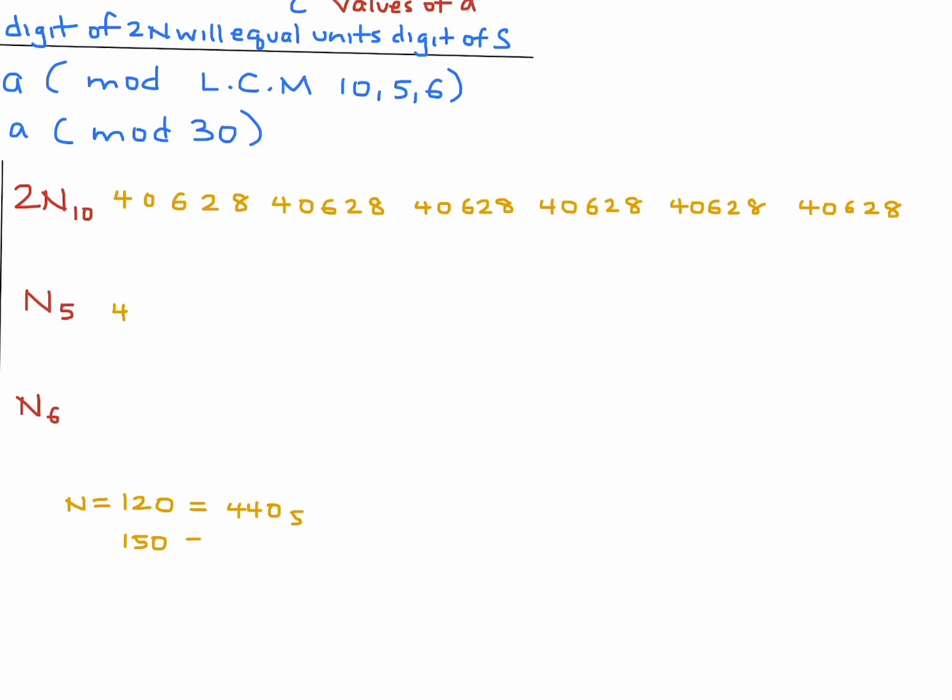Then we're looking at 150, but in base 5, that is 1100 base 5. 1100, the tens digit there is a 0. And then the next one is 180. In base 5, 180 is 1210, and the tens digit there is a 1. Then we look at 210, and in base 5, that is 1320, so that is a 2. And then we look at 240, and in base 5 it is 1432, so the tens digit there is a 3.